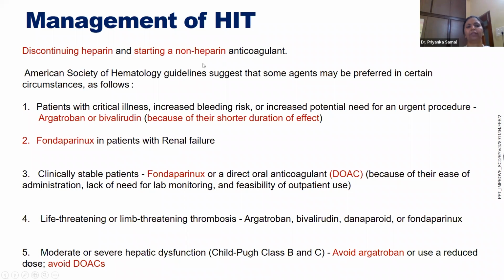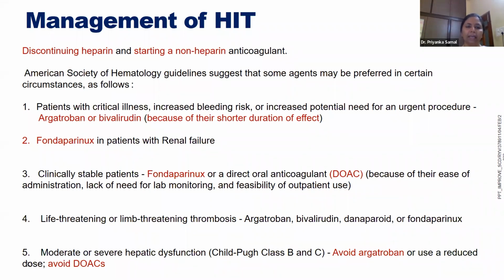Then management of HIT. How do you manage a patient of HIT and why is it important? First and foremost, discontinue heparin if you suspect HIT and the 4T score says it is either intermediate or high risk of HIT. Then start a non-heparin anticoagulant according to the ASH guidelines.